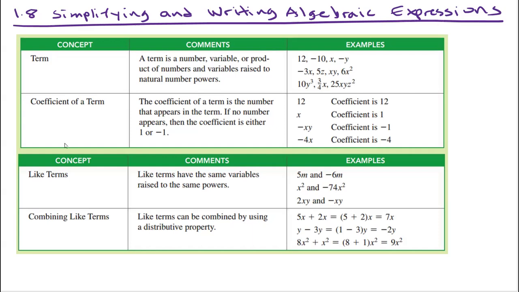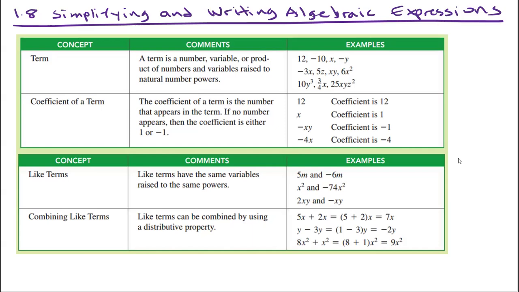Okay. The next one is a coefficient of a term. The coefficient of a term is a number that appears in the term. If no number appears, then the coefficient is either 1 or -1. So let's do these ones in the bottom here first. The coefficient of this xy is -1. The coefficient of -4x is -4. The coefficient of x is 1, right? Because that's what it's saying. If there's no number that appears, then it's 1.